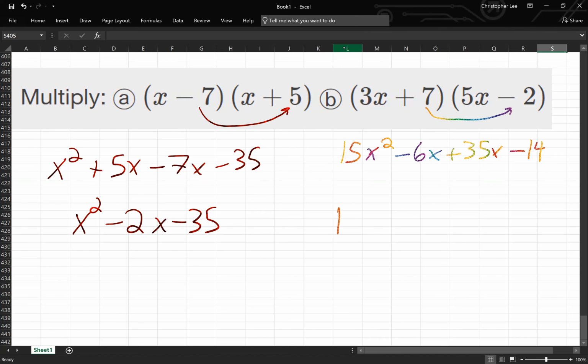When I combine like terms, I have 15x squared, right? Plus, this is going to be 29. Oops, excuse me, 29x minus 14. And that's going to be my final answer.